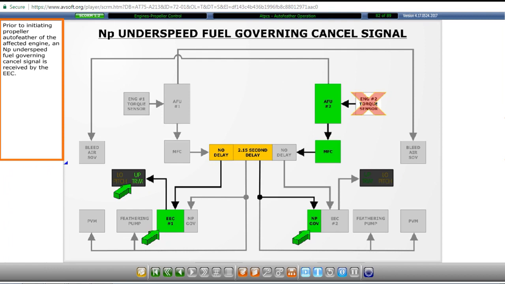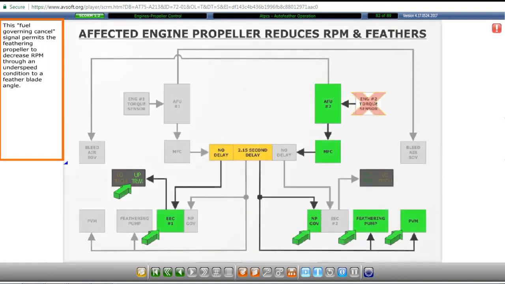Prior to initiating propeller autofeather of the affected engine, an NP underspeed fuel governing cancel signal is received by the EEC. This fuel governing cancel signal permits the feathering propeller to decrease RPM through an underspeed condition to a feather blade angle.